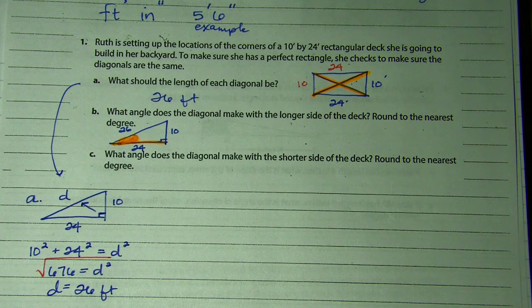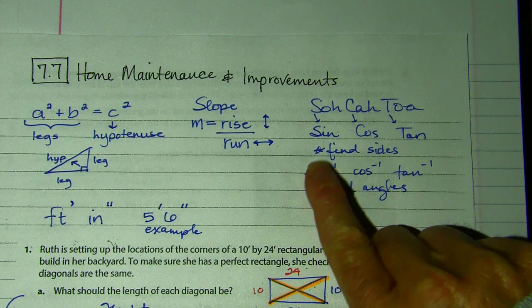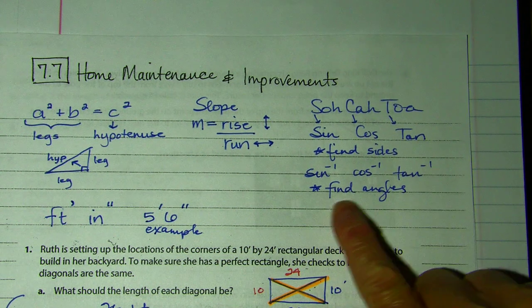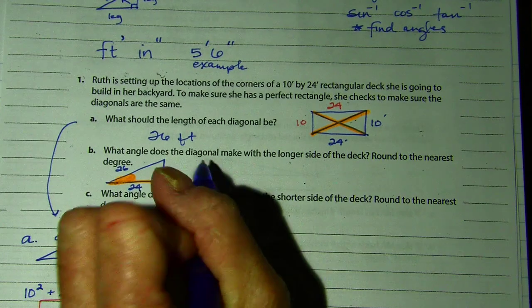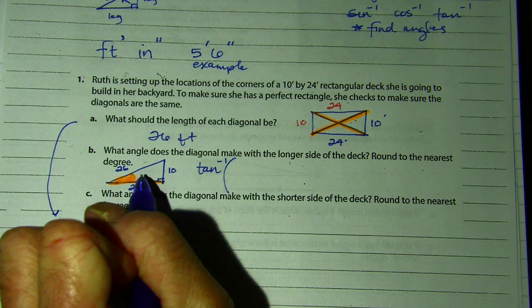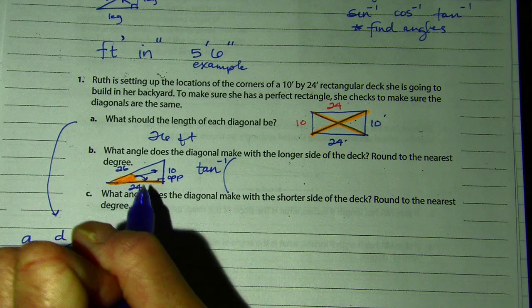And you can really use any trig function. But let's go back to what I wrote up above. I will use sine, cosine, tangent to find our sides. But if I'm looking for an angle, I'm going to use the inverse functions. So I'm actually going to use tangent inverse. And I'm going to label this as opposite. This side here is adjacent.